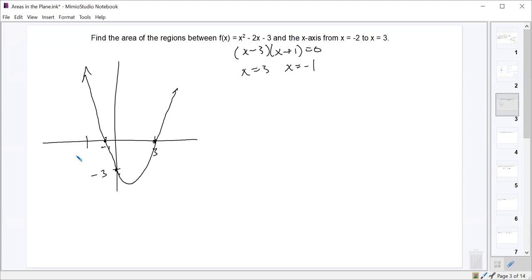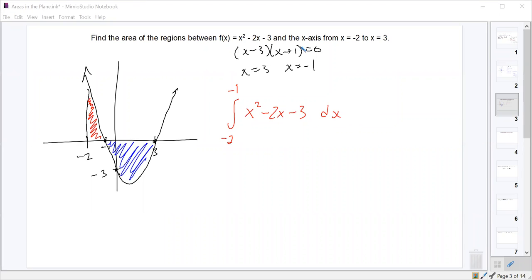Okay. But we want the area between the x-axis and the curve from -2 to 3, which means that we've got a section that's above the x-axis, and we've got a section that's below the x-axis. Good? Yeah, it makes sense. Okay, so we'll have to split this into two. We'll have to do one, that's the integral from -2 to -1 of x squared minus 2x minus 3 dx. And then we will have to also find the integral from -1 to +3 of x squared minus 2x minus 3 dx.